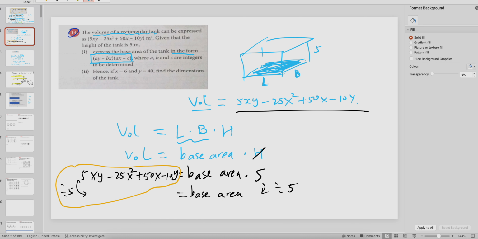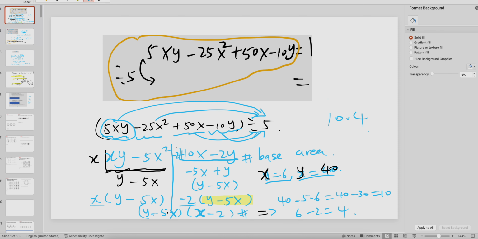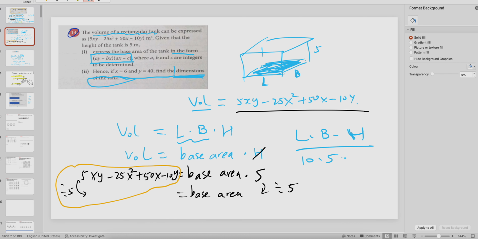They ask for dimension, right? Dimension means what? Do you know the meaning of dimension of the tank? They want to know L times B times H. This is called the dimension of the tank. So the longer side is how much? 10. You have 10, you have 4, and then you have 5. So the tank is 10 by 4 by 5. So this is the dimension you need to show, or another way to show is this. So this is the answer for part 2.